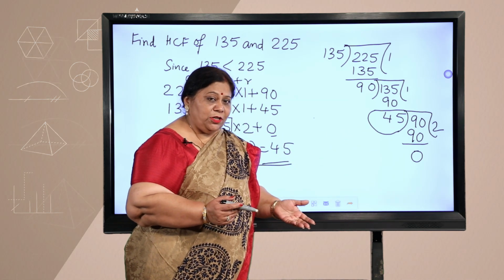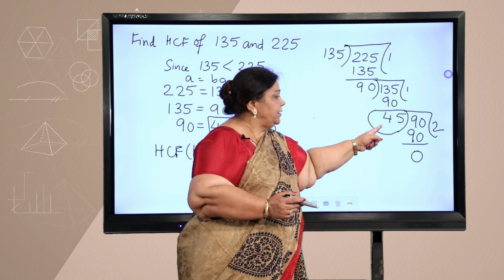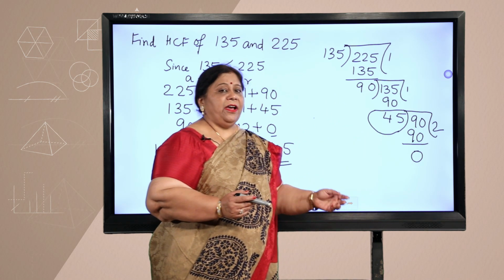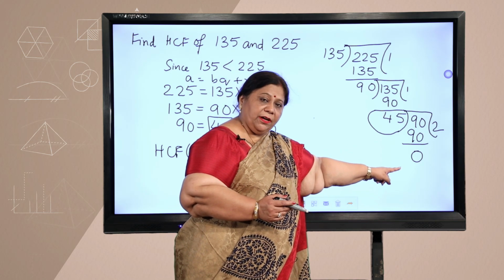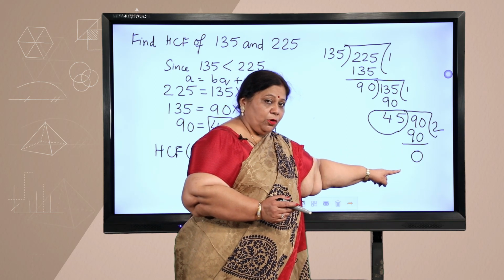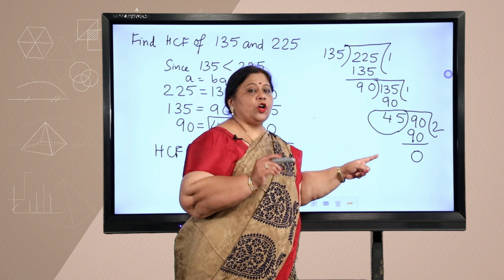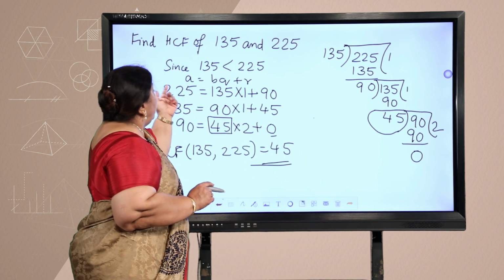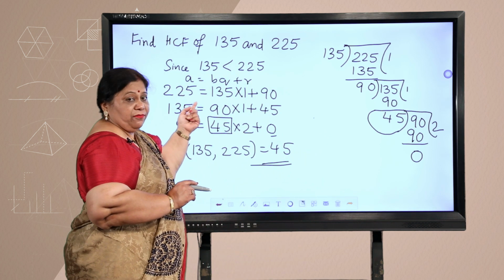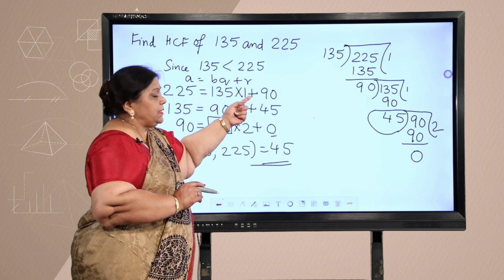45 again is not equal to 0. So, we will take up 90 again and divide it. So, we find that 45 2 times gives us 90 and we get the remainder as 0 here. Because remainder is 0, the divisor at this step is the highest common factor of these two numbers. How do we express them? We will write down 225 is equal to 135 into 1 plus 90.